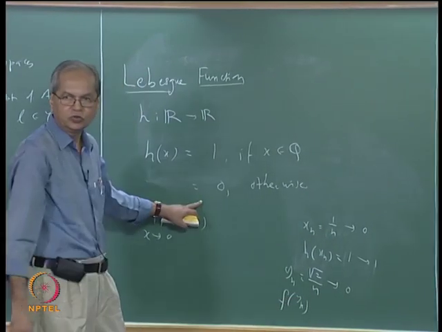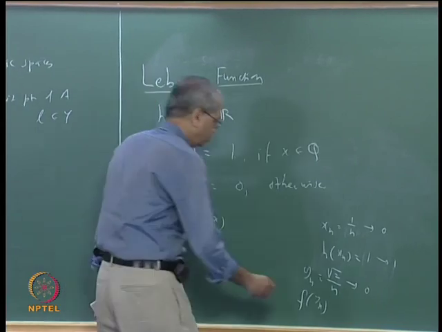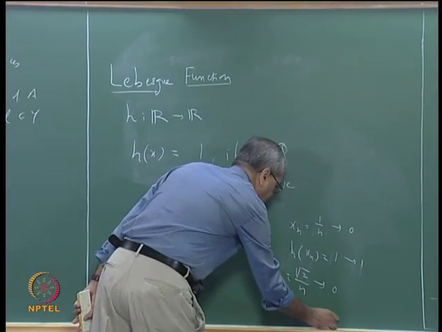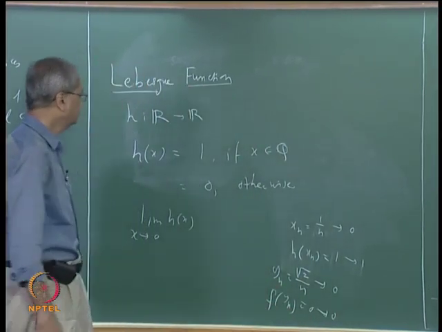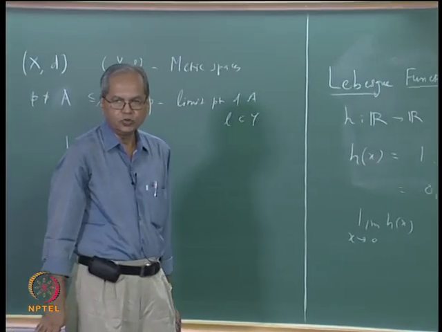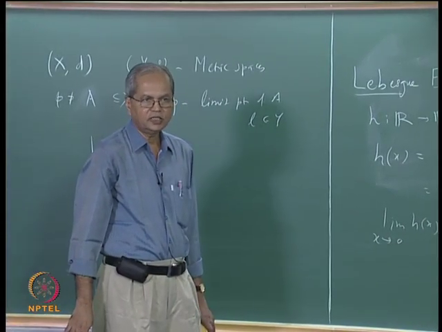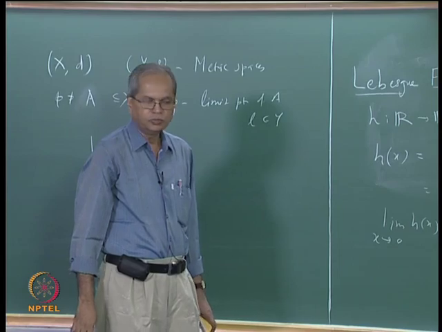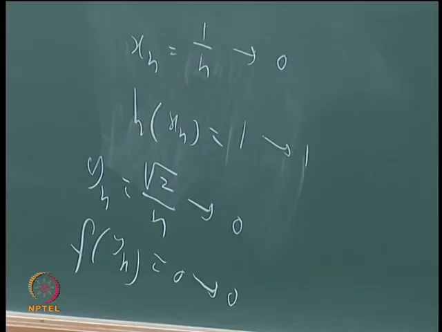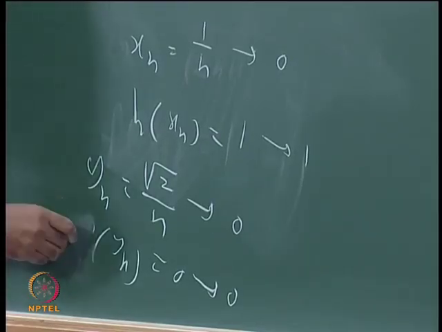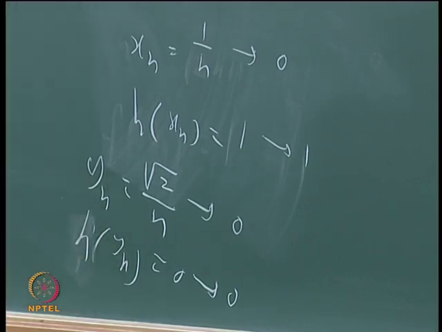F of yn has to be 0, so this tends to 0, right? Again we have two sequences, xn and yn, both converging to 0, but h of xn and h of yn go to different limits. So the limit doesn't exist, okay.